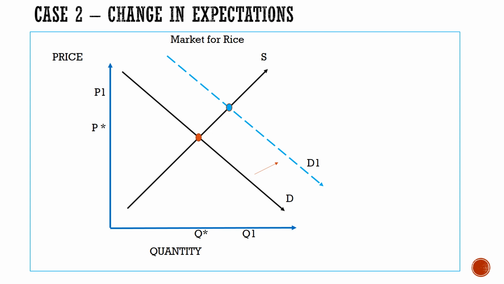So this increase will lead toward a new equilibrium, which is depicted by the blue dot, and you see a higher price and a higher quantity than the previous equilibrium. So that's how changes in future expectations affect your current consumption.